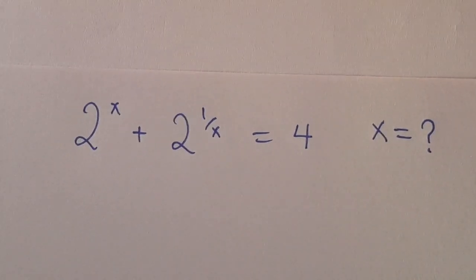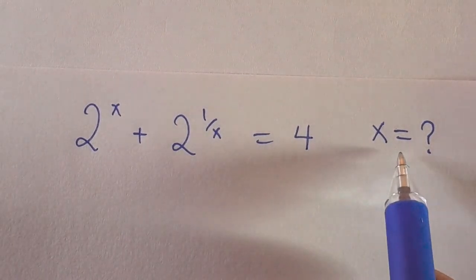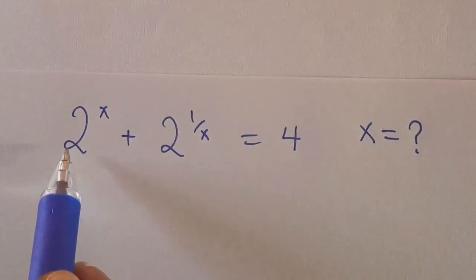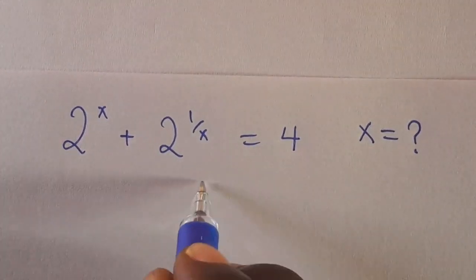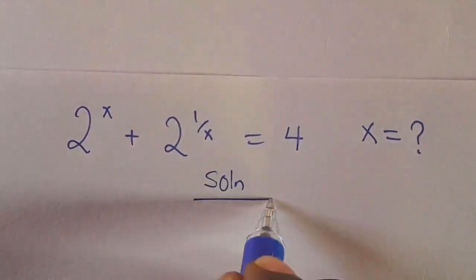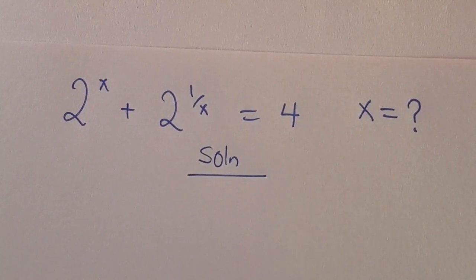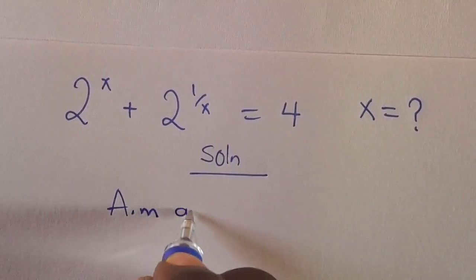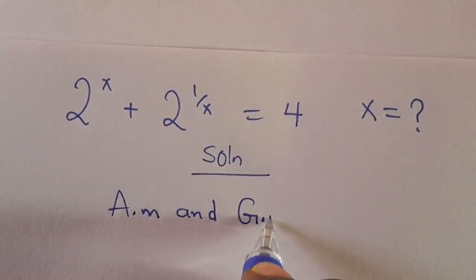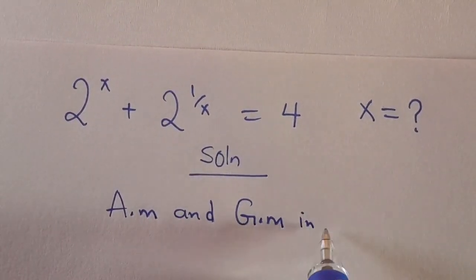Today we want to find the possible value of x given that we have 2 to the power of x plus 2 to the power of 1 divided by x equals 4. So let's have it to be solution. Now guys, we have to recall from AM and GM inequality.